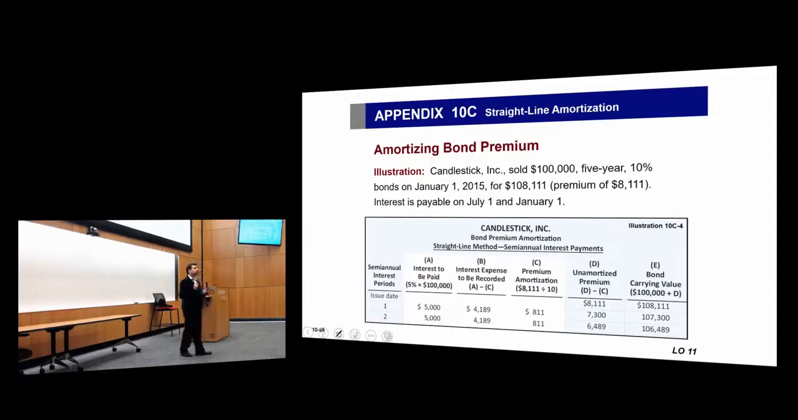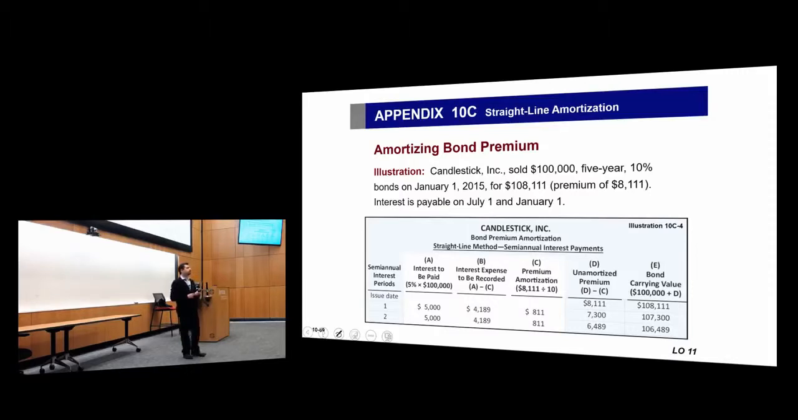So in this case, you have 5,000 minus the premium, which is 811. Okay? You subtract that, and this will give you the interest expense. The interest expense in this case is 4,189. It is the amount that will be paid minus the amortization of premium.